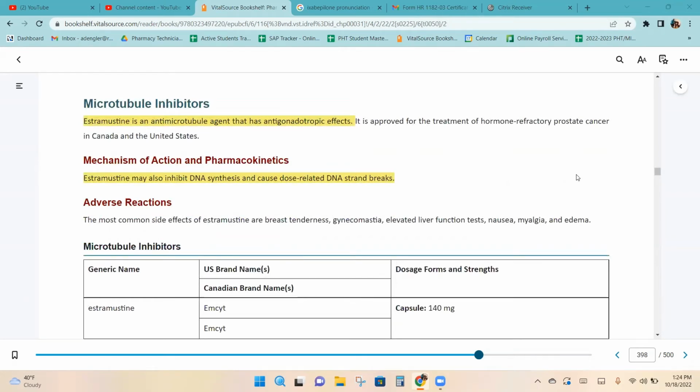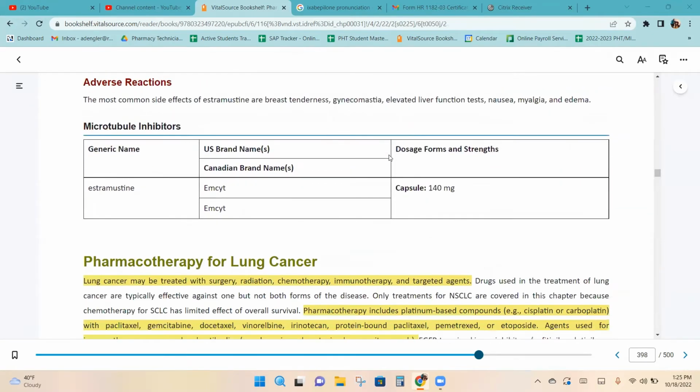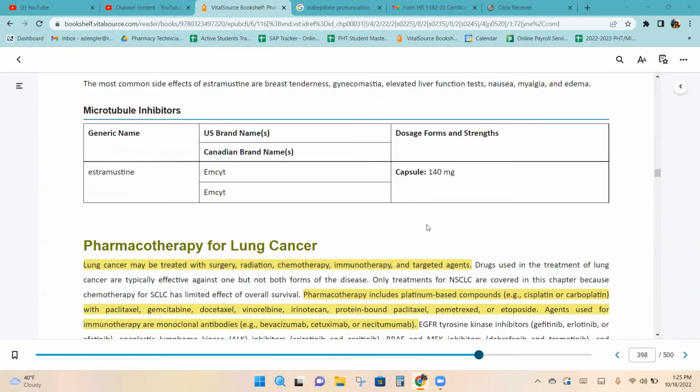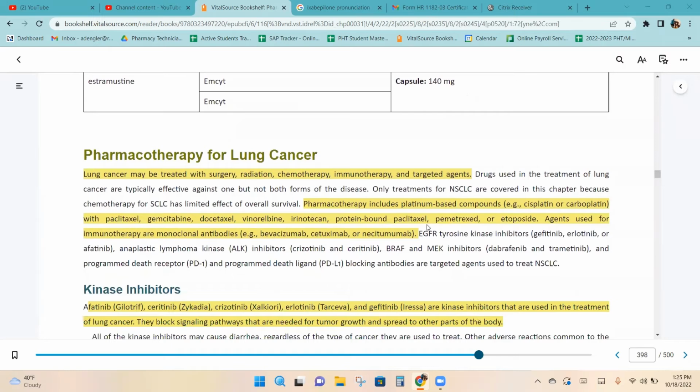Estramustine is an anti-microtubule agent that has anti-gonadotropic effects. It is approved for the treatment of hormone refractory prostate cancer. It can also inhibit DNA synthesis and cause dose-related DNA strand breaks. It's only available as a 140 milligram capsule.